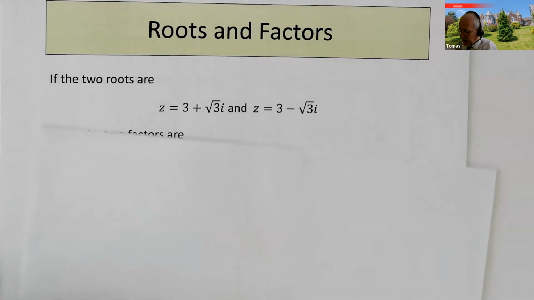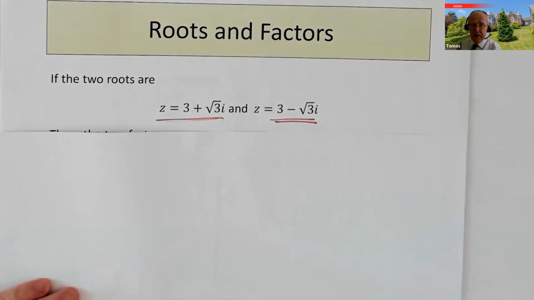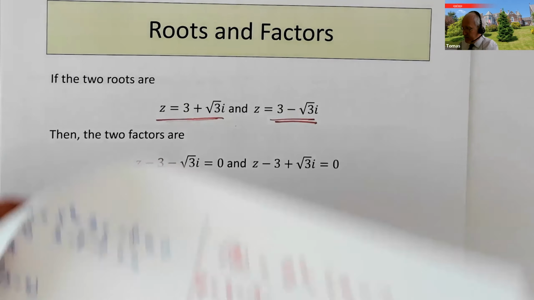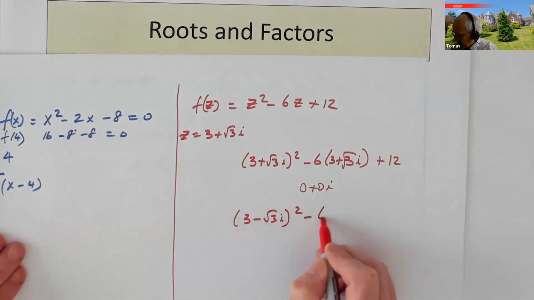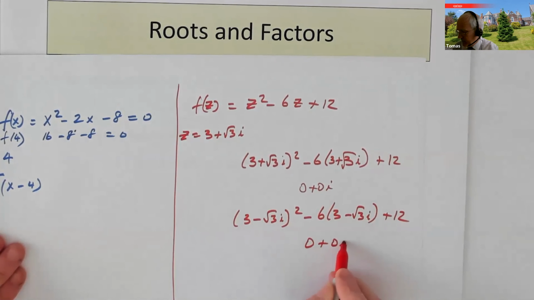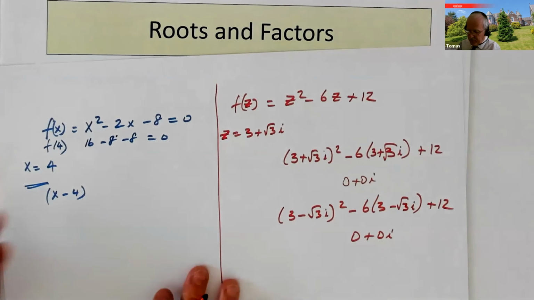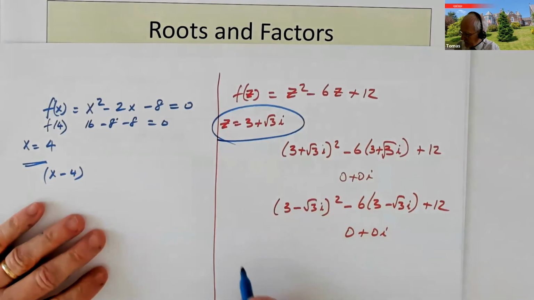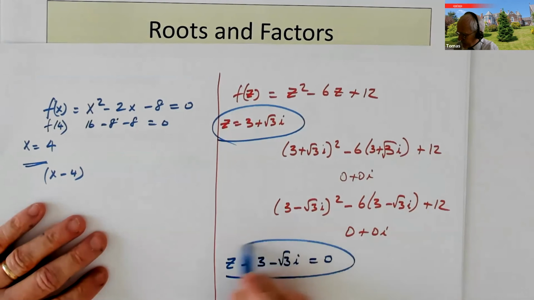If one of the roots, by the way, is 3 plus root 3i, the other one will always be there. The complex conjugate will always be there. So you could prove that as well. You could go back into this one and put in 3 minus root 3i squared minus 6 times 3 minus root 3i plus 12. And that would also turn out to be 0. Now remember, if x equals 4 is a root, x minus 4 is a factor. So if this is a root, z minus 3 minus root 3i is a factor.